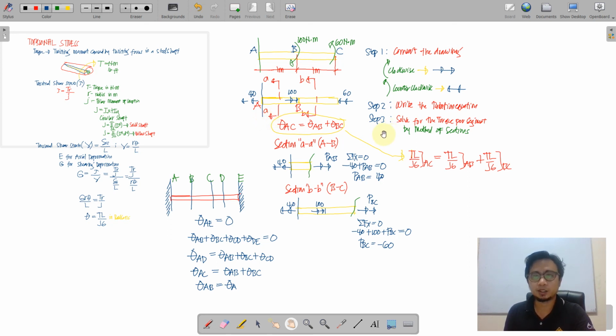And for step 4, we are going to expand now what we have written on step 2 and solve for the unknown. So thank you and have more practice at home.